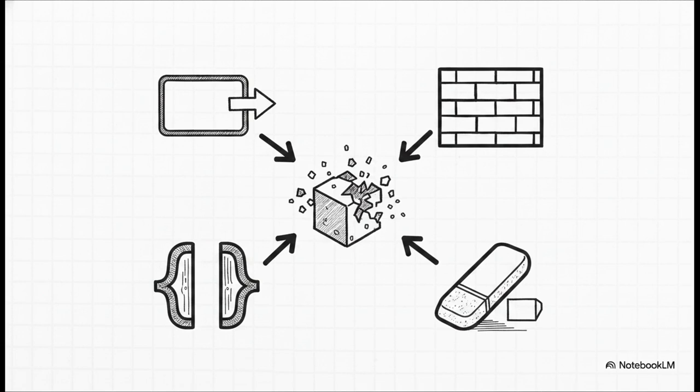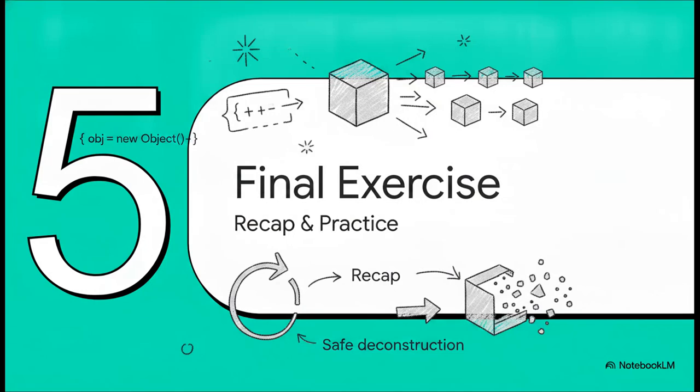But for your upcoming tests, I highly advise you to memorize these 4 exact triggers that cause a destructor to be called automatically. 1. When the function containing the object ends. 2. When the entire program terminates. 3. When a specific block of code containing local variables finishes executing. And 4. Dynamically, whenever the delete operator is explicitly called by the programmer. When any of these 4 things happen, the object goes out of scope, the destructor fires, and the memory is wiped clean.